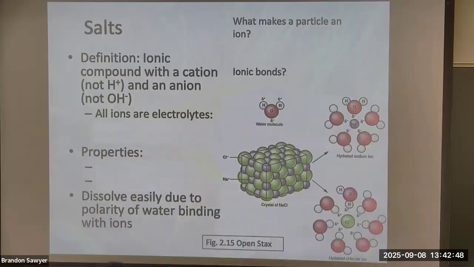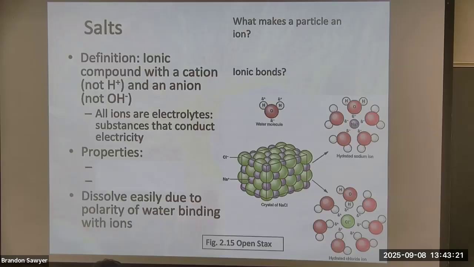So what kinds of things do we find mixed up in solution? The first one is lots of salts. Salts are bound together with an ionic bond, right? We talked about those ionic bonds last time, where one atom gives an electron to another one, and now they have opposite charges, so they stick together. Sodium chloride was that great example. All ions are also electrolytes, which means that they can conduct electricity.